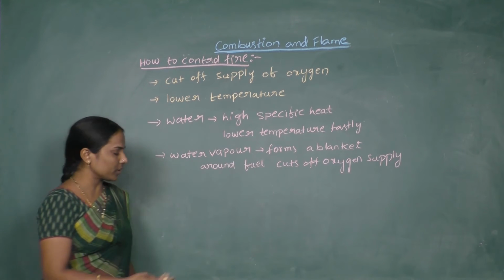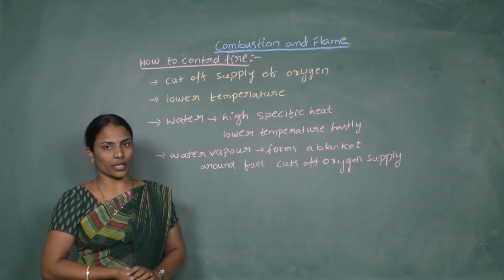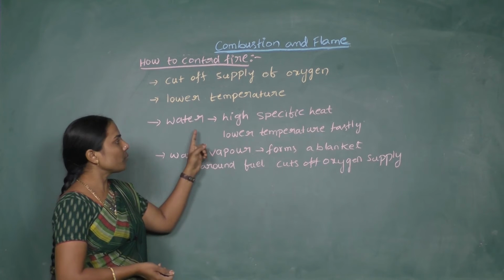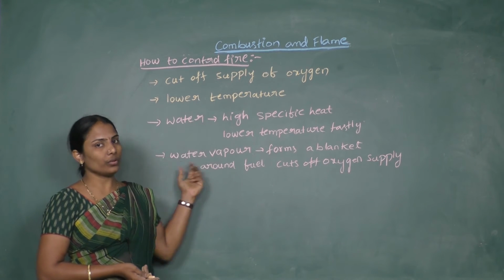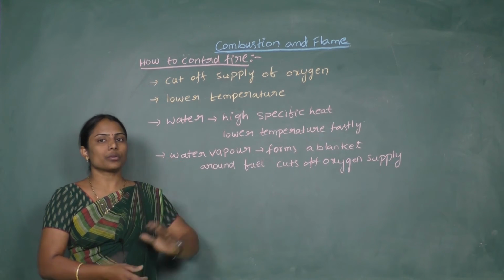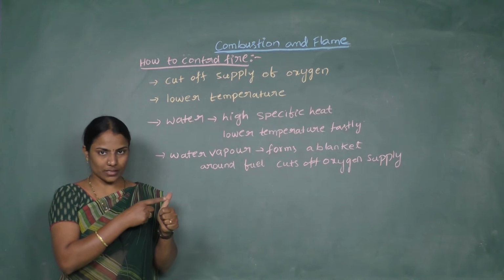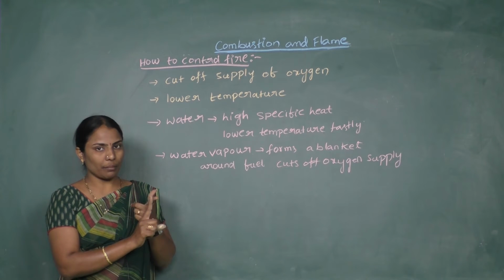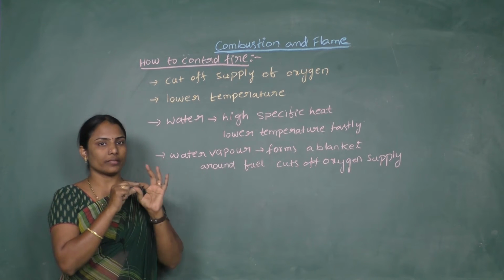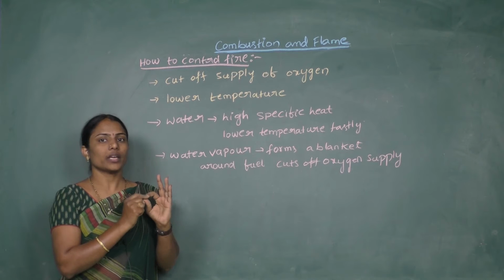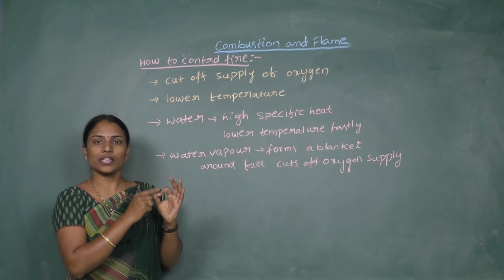So what do you understand from this? Normally we can use water to put out a fire, right? Means to control the fire, water can be used. Water works in both ways, because to control a fire we need to cut off the oxygen supply and we need to lower the temperature. The requirements for combustion should be removed, right? Now the two requirements are oxygen and ignition temperature.